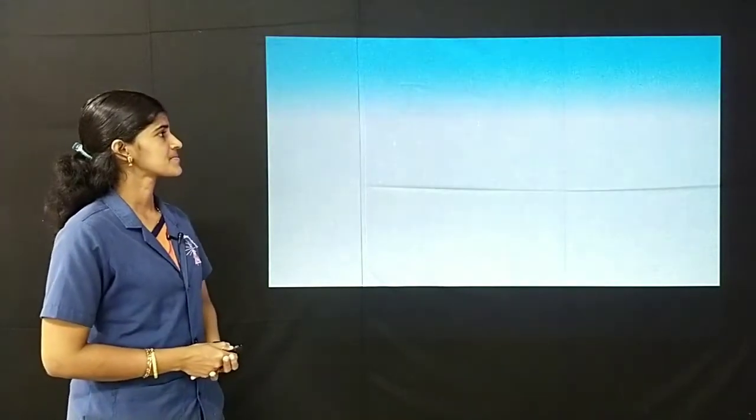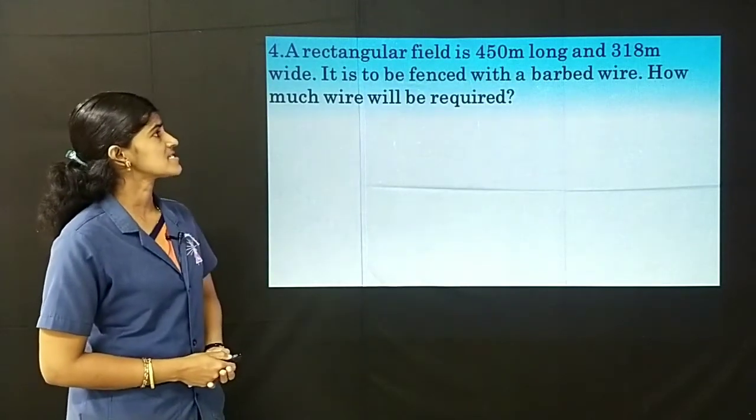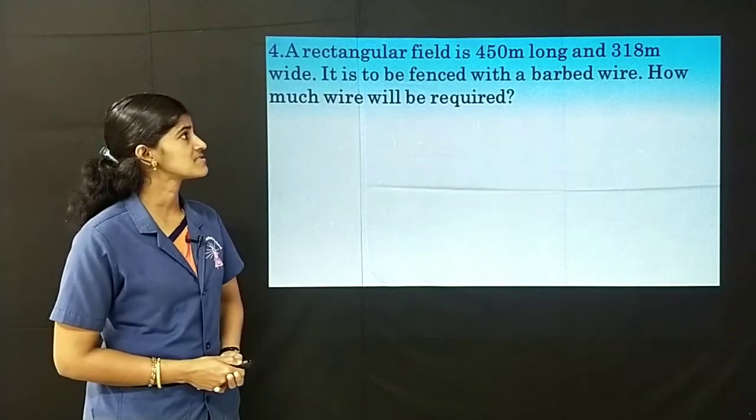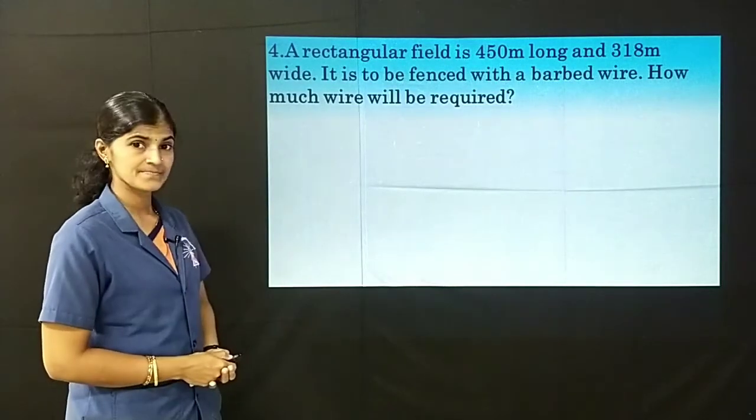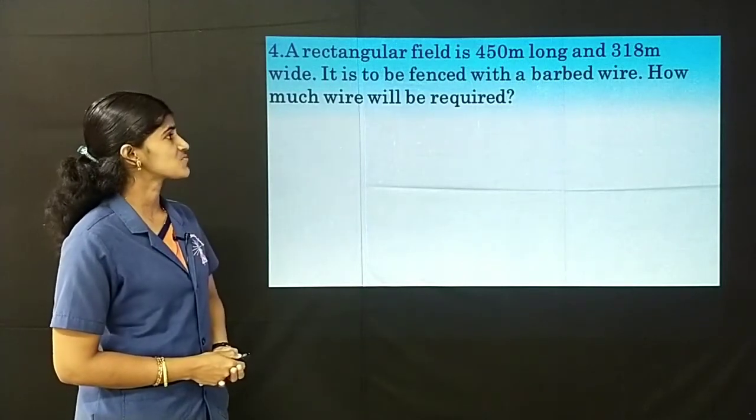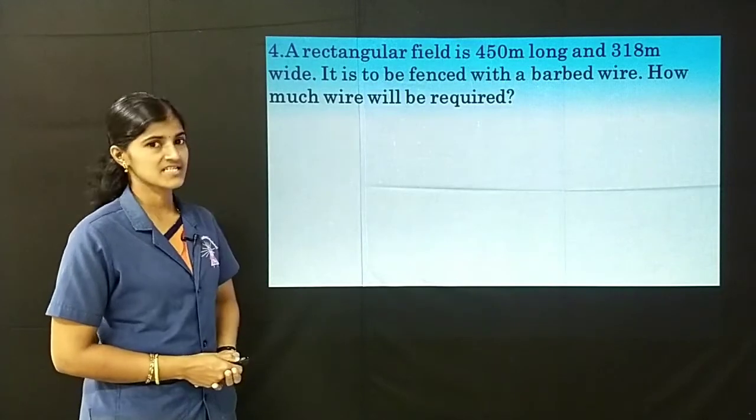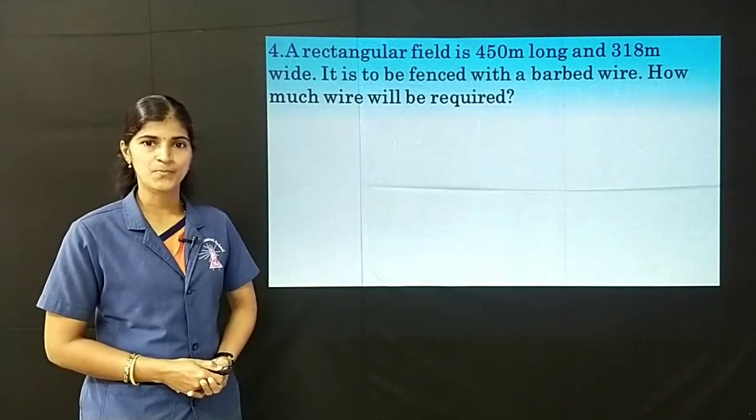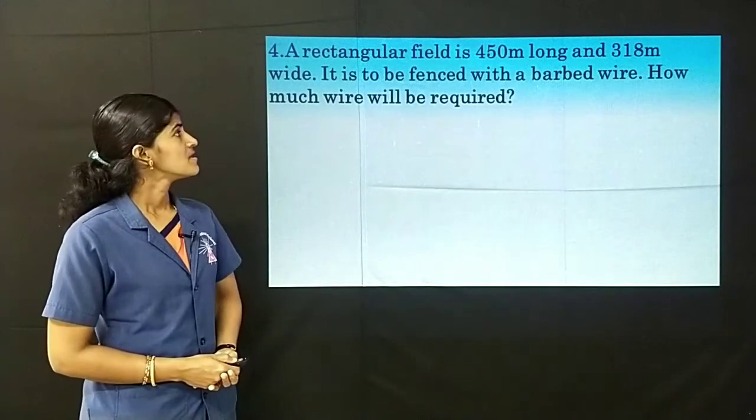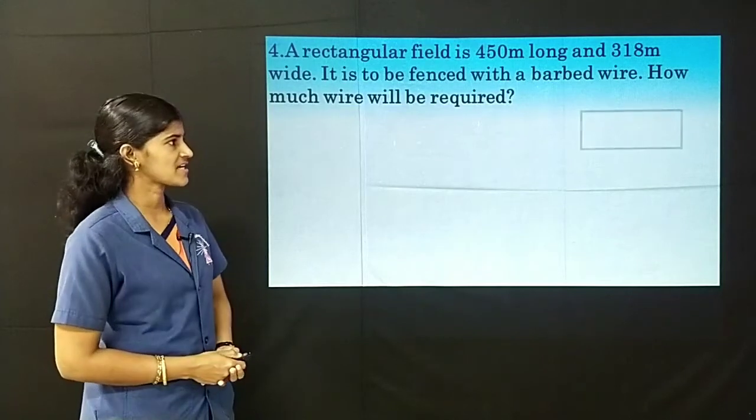Okay. Next problem. A rectangular field is 450 meter long and 318 meter wide. It is to be fenced with barbed wire. How much wire will be required? Fencing, it is like fencing a garden or a park. So, how much wire will be required? Let us have a rough diagram of this.